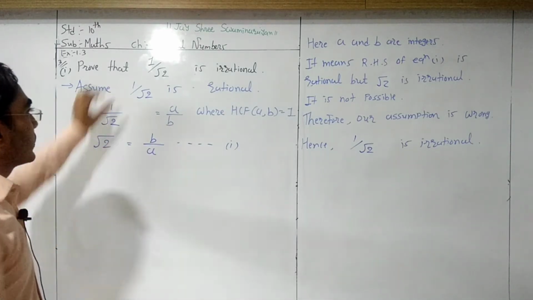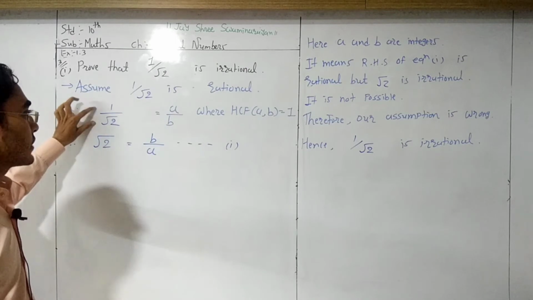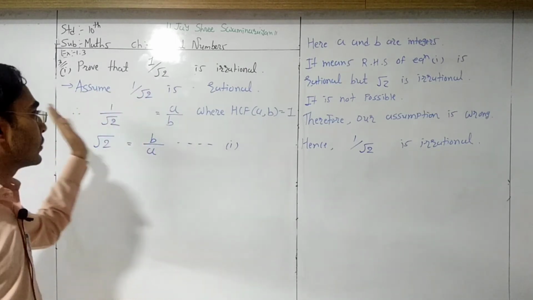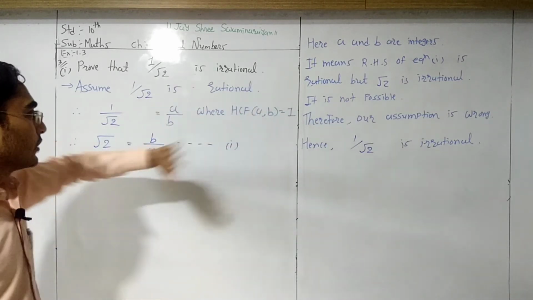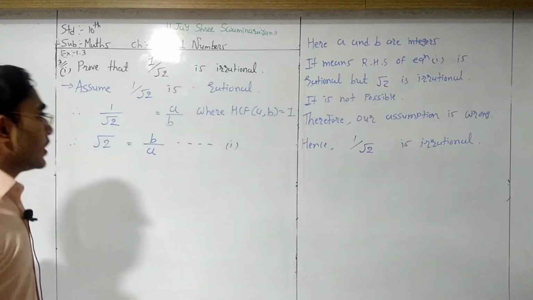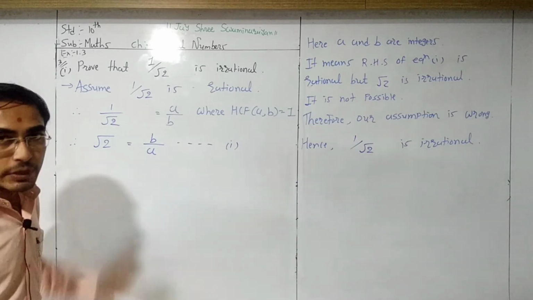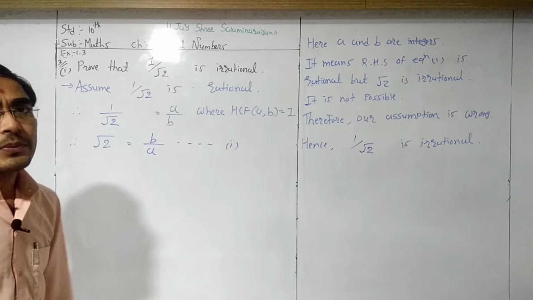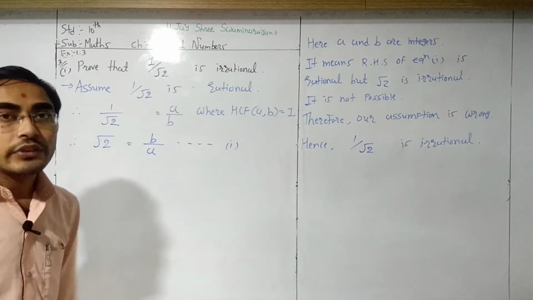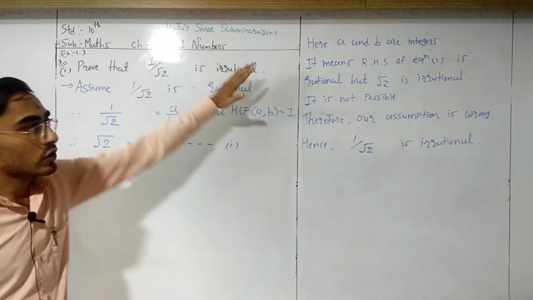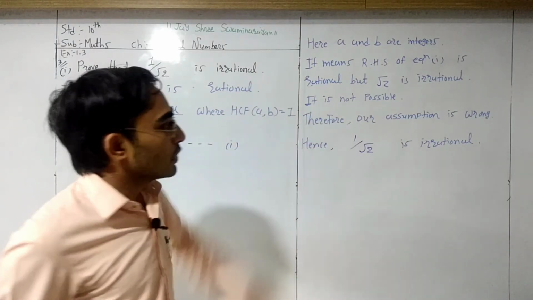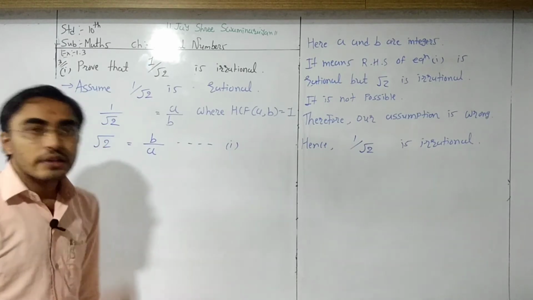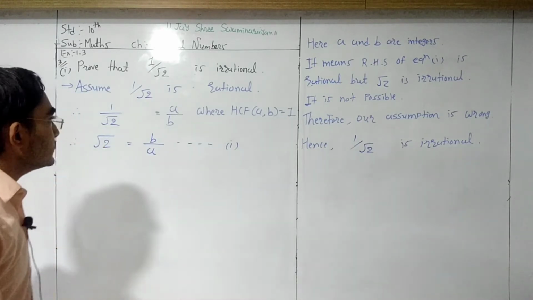Again, quickly repeat these things. 1 upon under root 2 is rational. If it is rational, we can represent it as a by b. Okay, now take the inverse. Otherwise, transfer the left hand side to the right hand side and the right hand side to the left hand side. You will get under root 2 is equal to b by a. Give it equation number 1. Here, our right hand side is rational, but the left hand side is irrational. This is not possible. Therefore, our assumption is wrong. Hence, 1 upon under root 2 is irrational. Okay?